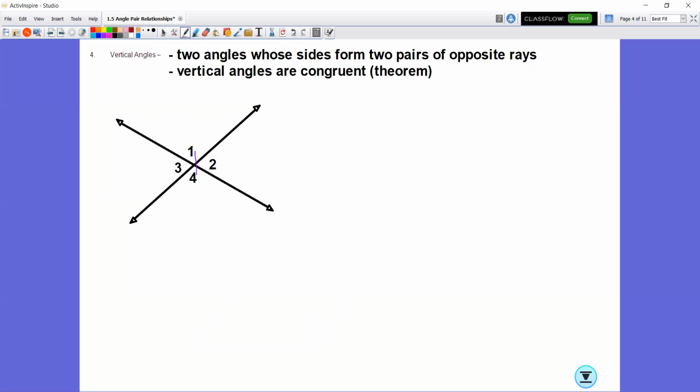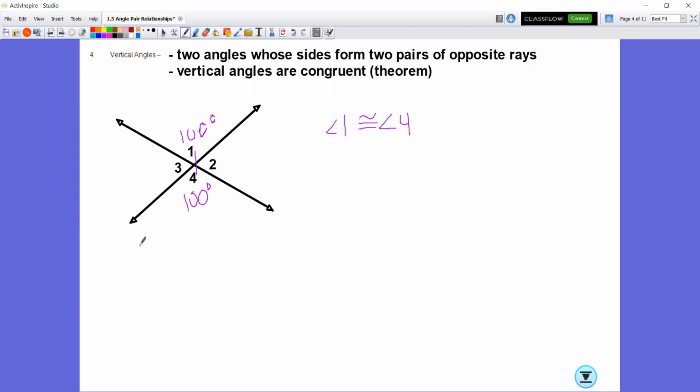So angle 1 and angle 4 are vertical angles, and they are congruent. So they have the same measure. Theoretically, let's say this is 100 degrees, and this is 100 degrees here. Oh my goodness, I'm having a hard time writing my zeros. They are congruent. They're directly across from each other. That is vertical angles. Also, 2 and 3 are vertical angles.